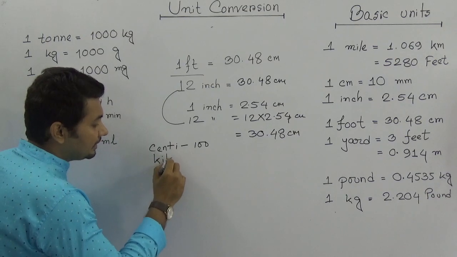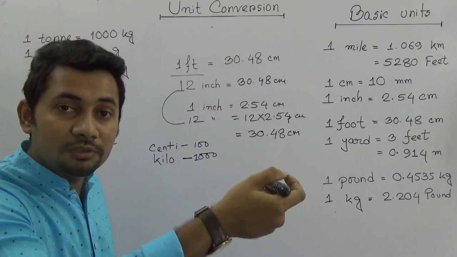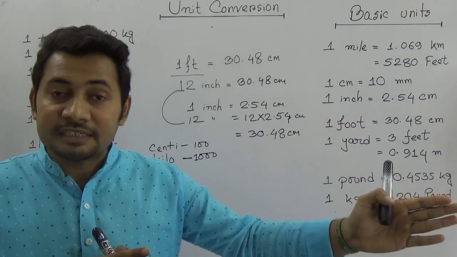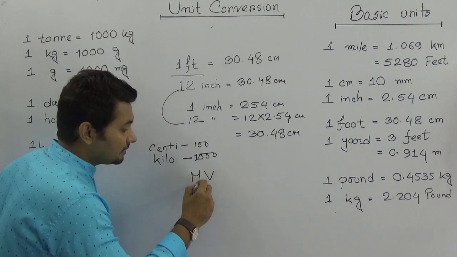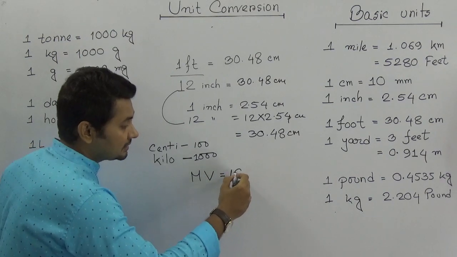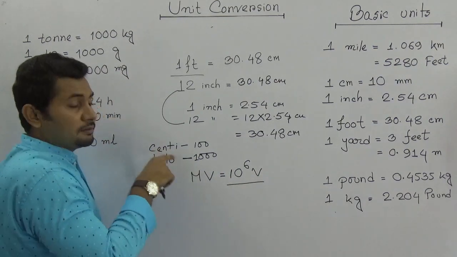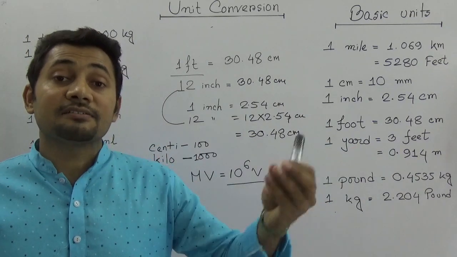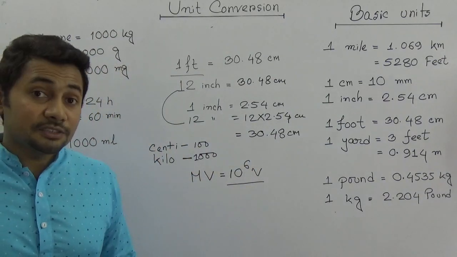When we use kilo, it means this is 1000. Whenever we use kilovolt, volt, you know that this is the unit of potential difference in current electricity you studied. If you use megavolt, mega is another prefix. It means 10 to the power 6 volt. So whenever we use a prefix, we need to know the exact value of that scientific notation. Okay, so this is clear to you.